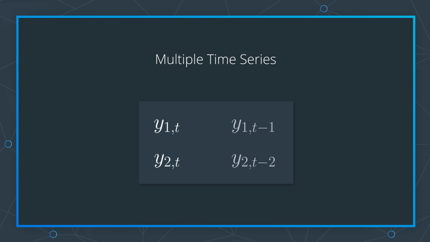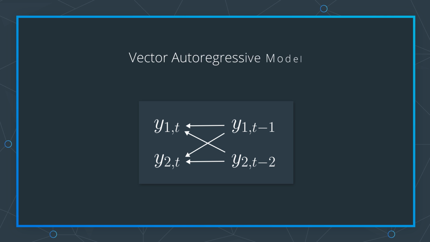To account for interdependence among more than one time series, we can use the multivariate version of autoregression. This is called a vector autoregressive model. Note that having some familiarity with the vector autoregressive model will help you as you learn about pairs trading in a later lesson.